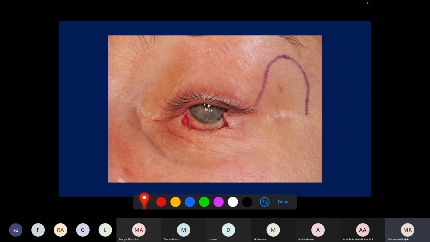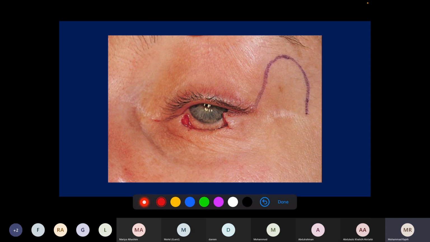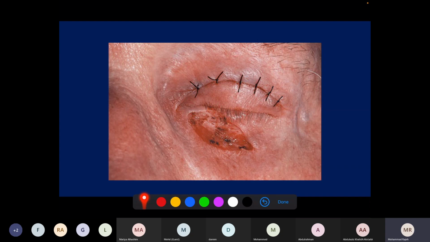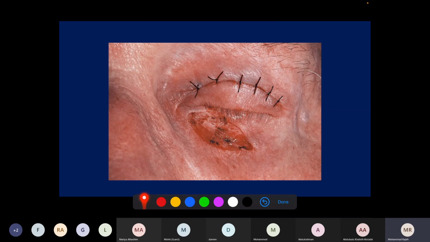So tensile flap. Of course, when you do tensile flap, you need to do cantholysis. Because the defect is in the lower lid, it's drawn the other way around, and in the lower lid, it's the other way around also. So again, tensile flap for moderate defect. If you have also the previous one and the one before that was full thickness, you have to mention that this is involving anterior and posterior lamella. For example, this one is anterior lamella. So either you can undermine from here and close, or you place the skin graft.